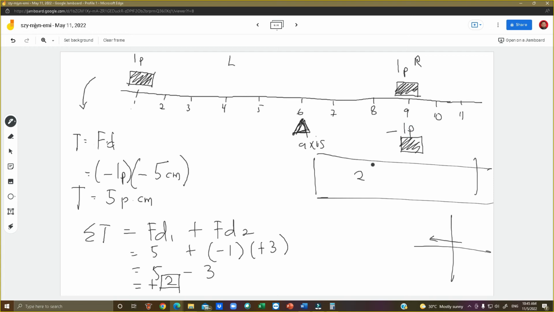Jauhkan dia daripada axis. Ataupun kita boleh tambah lagi satu penny. We can tambah lagi satu penny. Dekat mana kita nak tambah? Kat 11? Salah. Kat 7, 10, dekat 8. Kenapa? Kenapa suka hati saya nak tambah penny kat mana?